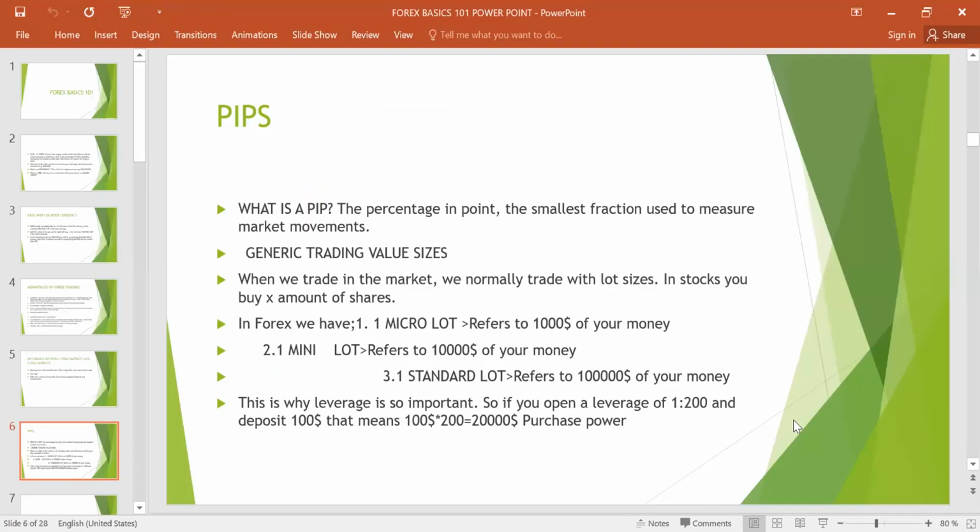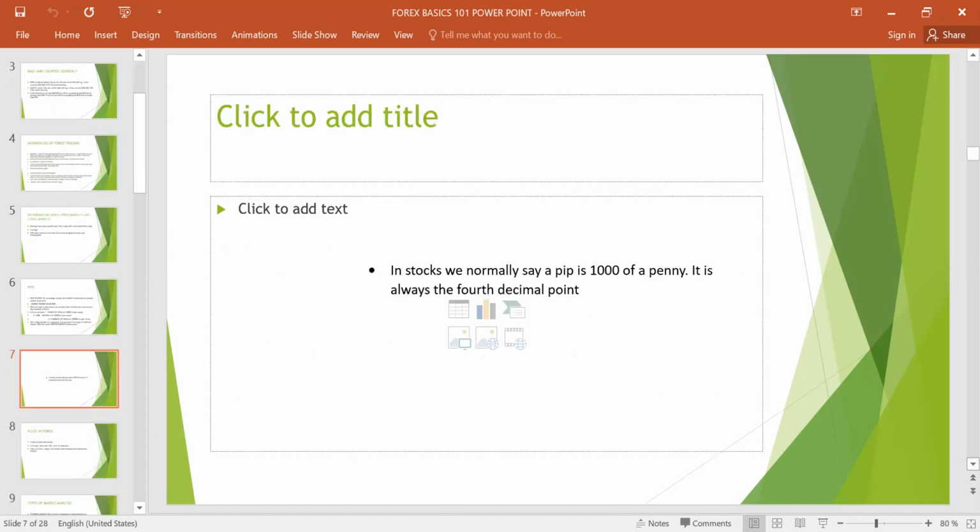So for the generic trading value sizes, when you trade in the market, we normally trade with lot sizes. In stocks, you buy X amount of shares, while in Forex, we have 1 micro lot, which refers to $1,000 of your money, 1 mini lot, which refers to $10,000 of your money, and 1 standard lot, which refers to $100,000 of your money. This is why leverage is so important. So if you open a leverage of 1 to 200 and deposit $100, that means $100 times the 200 loan which you're given gives you $20,000 purchasing power. With the generic trading value sizes, we'll still look at it at a better angle.